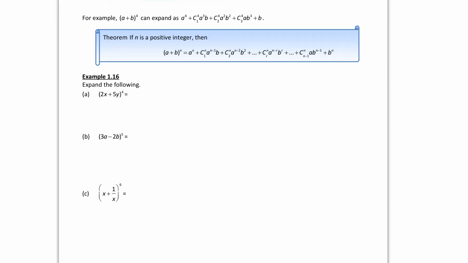So example 1.16a. Expand the following by using the binomial expansion. If you remember the Pascal triangle, maybe during the exam you can use the Pascal triangle. If you do not remember the Pascal triangle, simple. It's (2x)^4 plus 4C1 (2x)^3 (5y), plus 4C2 (2x)^2 (5y)^2, and then plus 4C3 (2x)^1 (5y)^3, and then the last term is 4C4 (5y)^4. Maybe you can ignore the coefficient because it is equal to 1. Then use your calculator and simplify the answer.